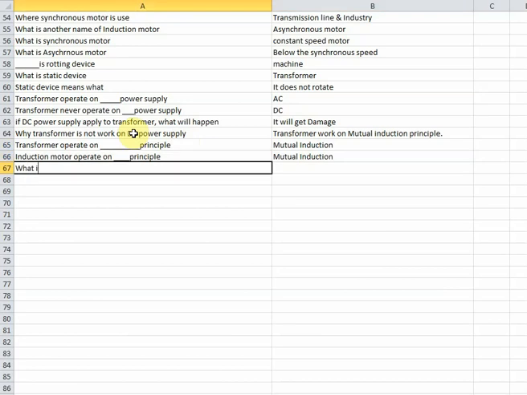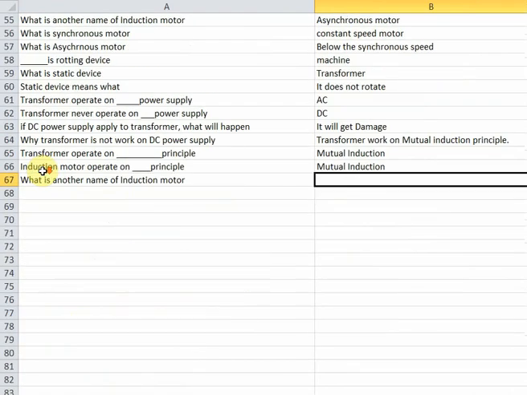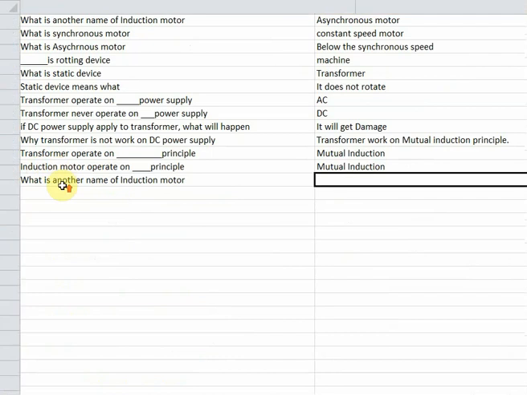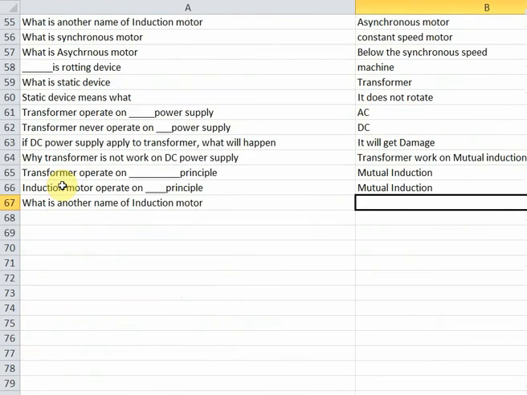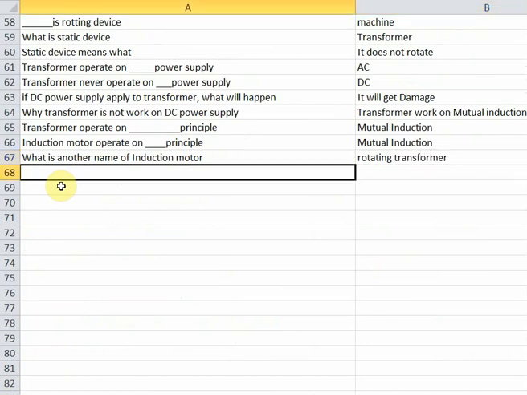So what is another name of induction motor? Rotating transformer. Good.